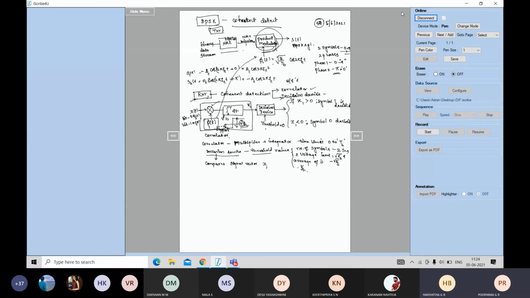Ma'am, if x1 is greater than 0, then symbol 1 is decided by the decision device. If x1 is less than 0, it will decide symbol 0.